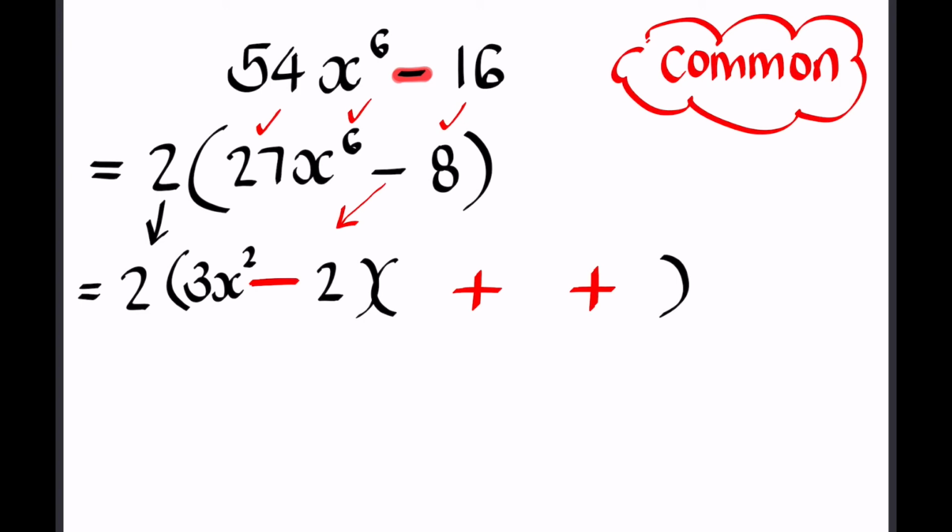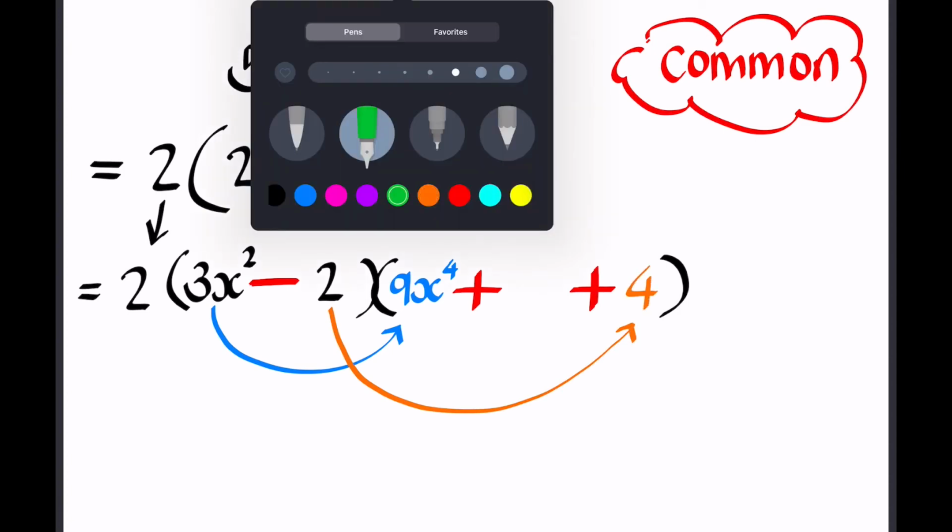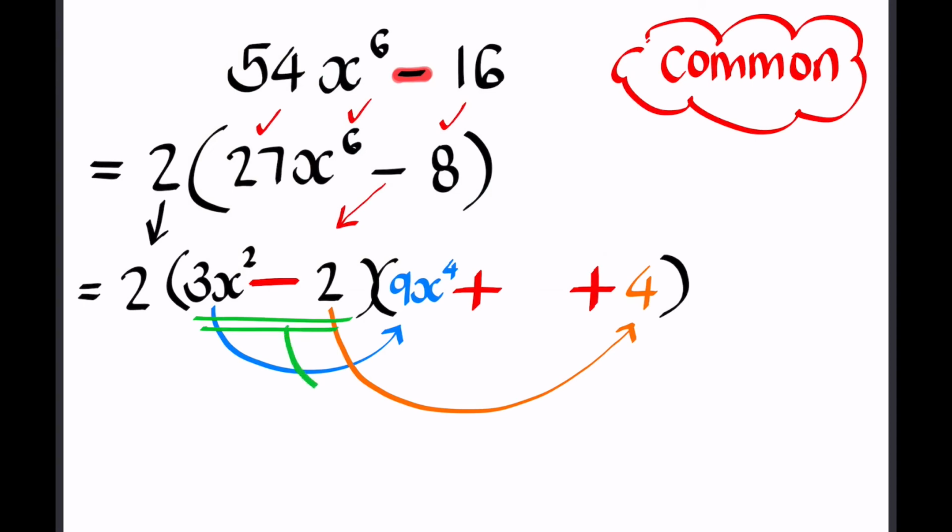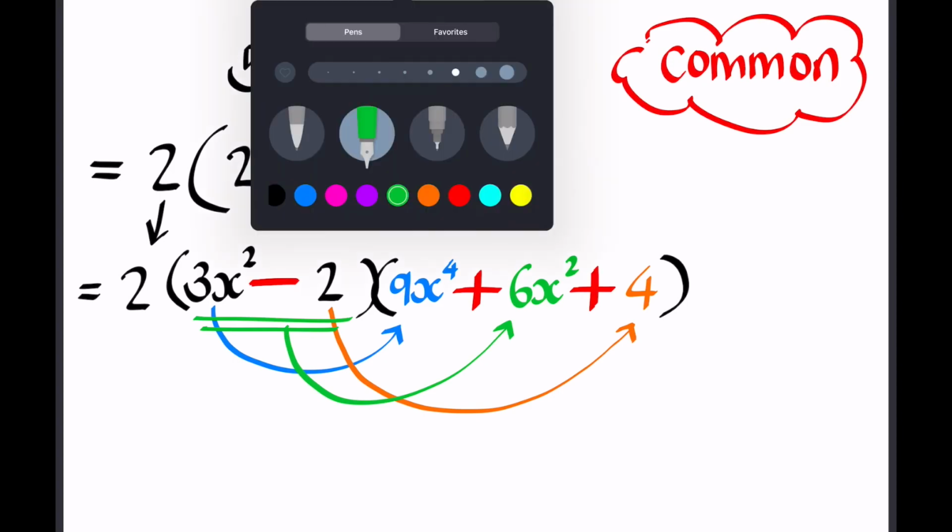To get my remaining terms, I'm going to now square what I'm left with. So my first term, 3x squared, squared: 3 squared is 9, x squared squared is x to the power of 2 times 2, which is 4. My last term will be determined by squaring that term, so 2 squared is 4. And then my middle term will be determined by multiplying these two together, so 3x squared times 2: 3 times 2 is 6, and carry my x squared.